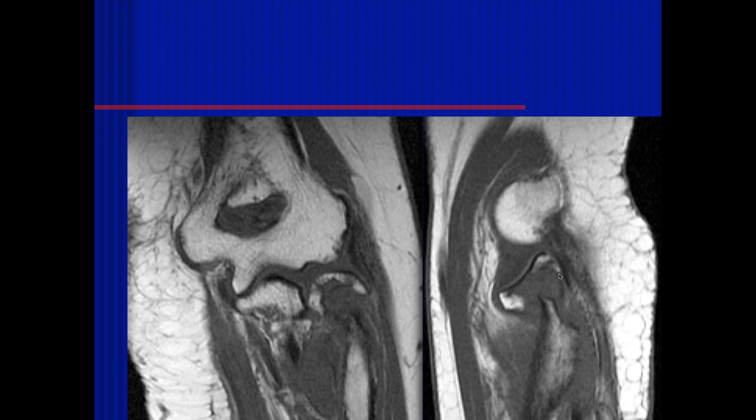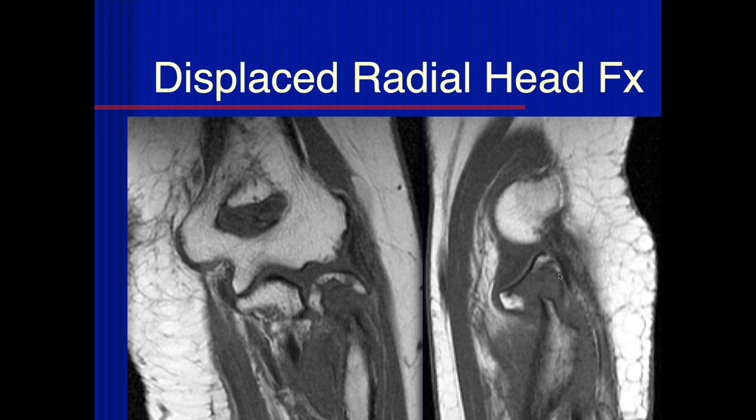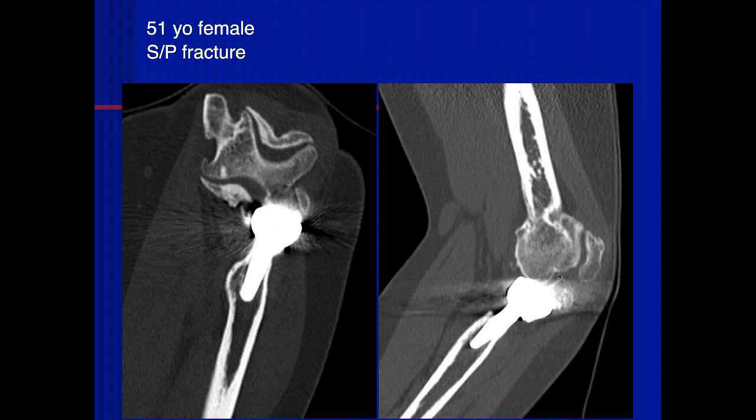Here it looks like an extensive displaced fracture of the radial head with angulation. Okay. Here's a female who had a fracture, and this is what the CT looks like now. Okay. So they had a fracture, and they're status post radial head arthroplasty.